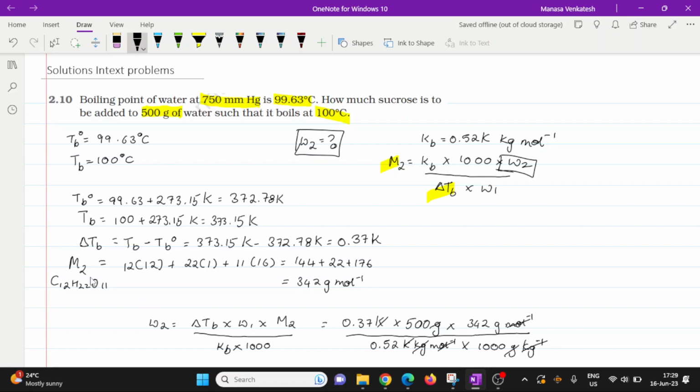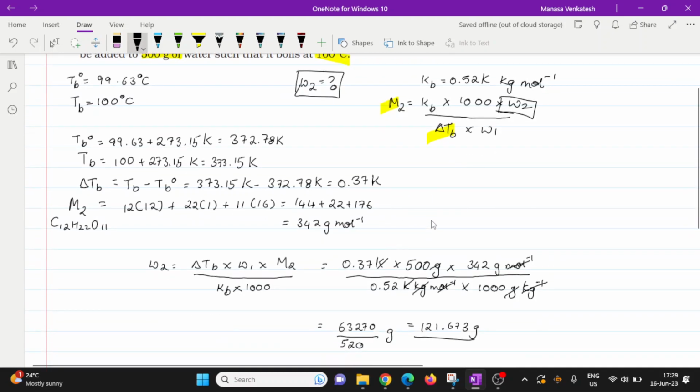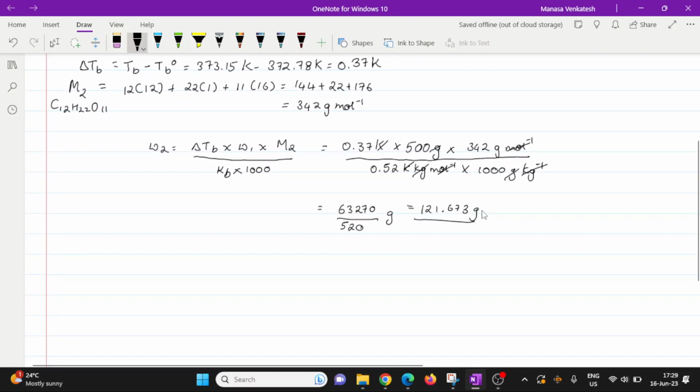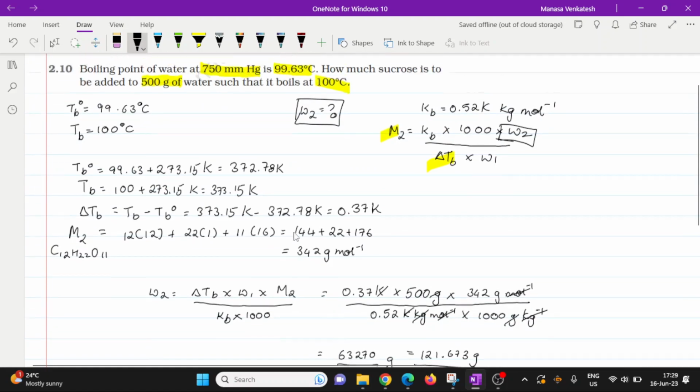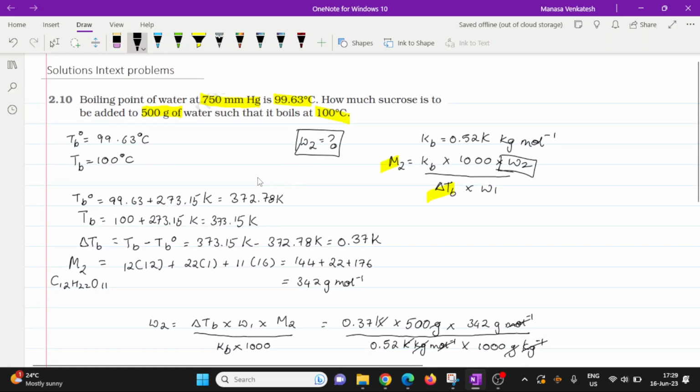We then calculated the value of M2, and from that, we just substituted all these values into this equation and finally got 121.673 as the mass of sucrose that needs to be added to water at 750 millimeters of mercury so that it boils at 100 degrees Celsius.